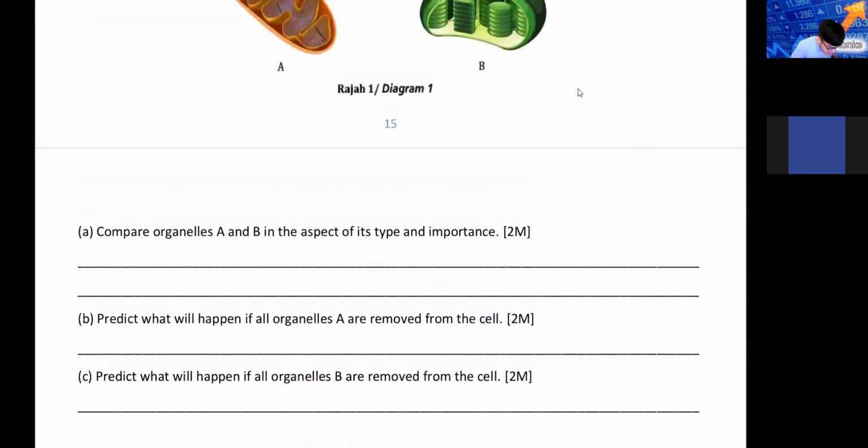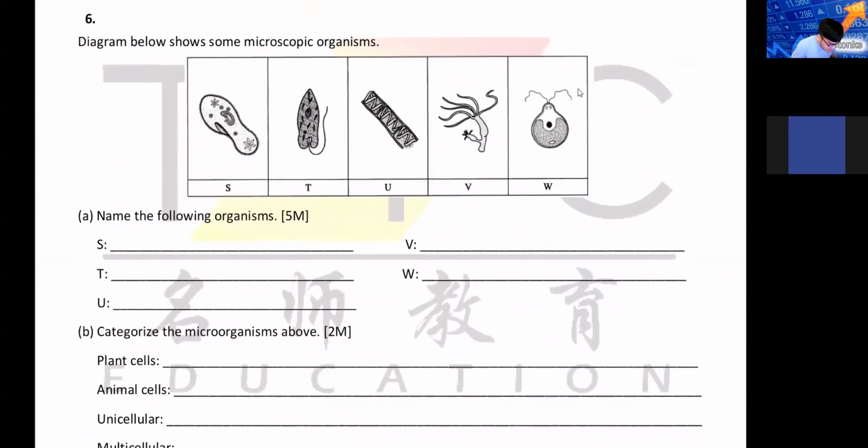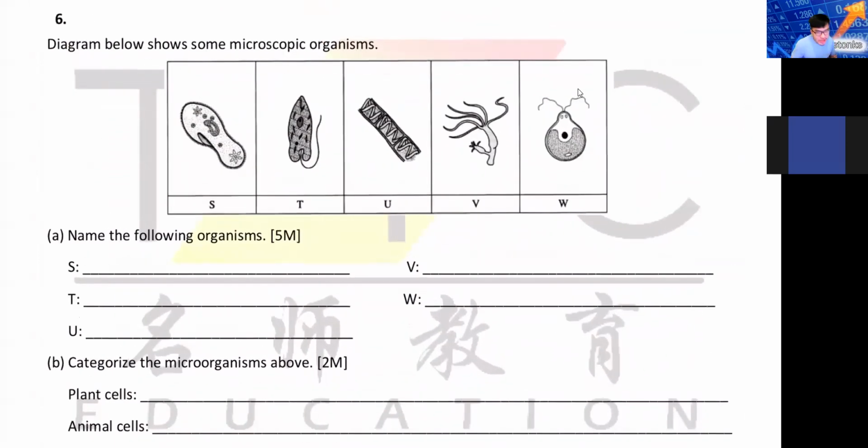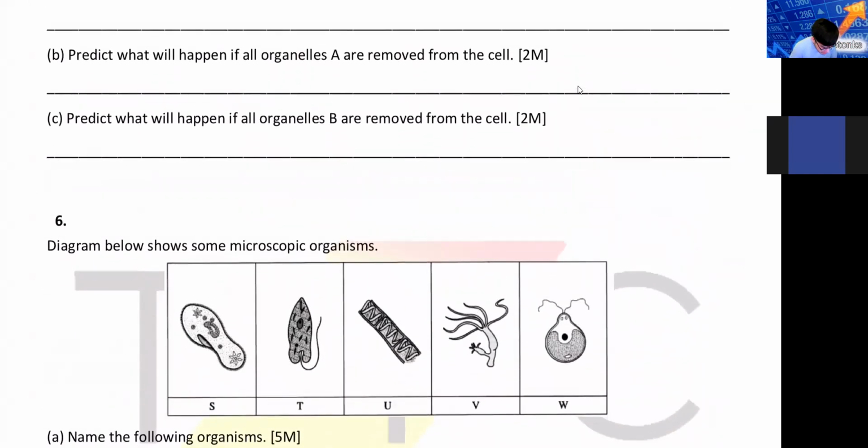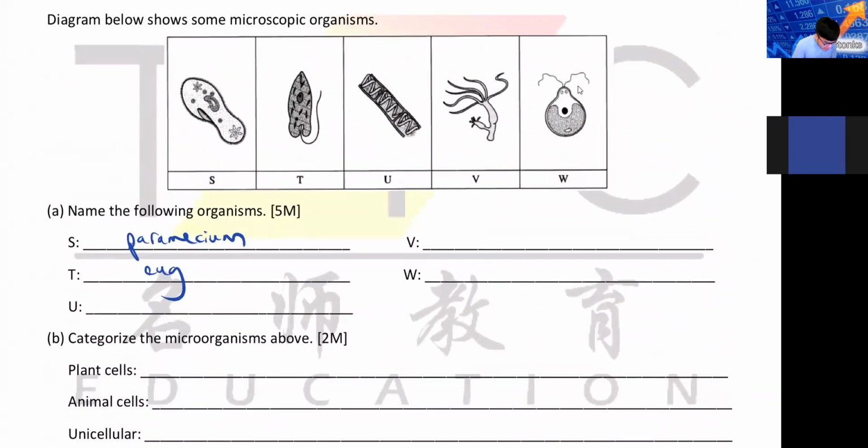So let's look at question 6. Let's do some of these. Let's go back to our ugly looking tiny organisms. If you still remember their names, S is your paramecium, and then T is the euglena. I'm at page 16. I'll try to write as well as I can, because you guys are formal. I'm going to try to write slower.